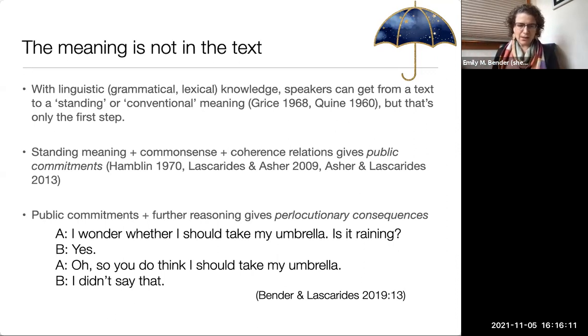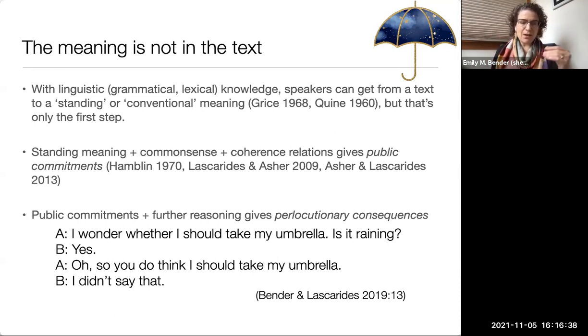So in this short dialogue, A says, "I wonder whether I should take my umbrella. Is it raining?" And B says, "Yes." The standing meaning of yes is just something like agreement with deixis, right? Agreement with whatever the relevant antecedent in the discourse is. The coherence relation here is answer. Yes is an answer to is it raining? And so the public commitment of B is committed to the proposition that it is raining.